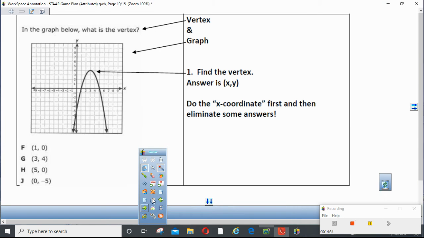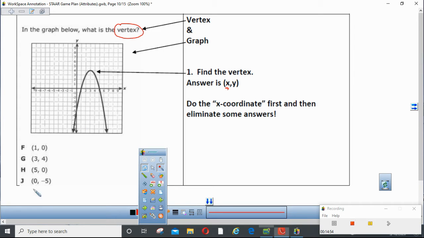All right, so once again, they want the vertex, but this time I got a graph. And so all we have to do is to find the x and the y. Now, the key to this is do the x first. Don't do both of these. I have a lot of kids that will find the x is 3, the y is 4. Well, the last thing on their mind is 4.